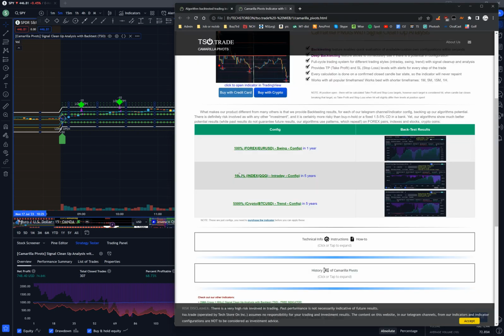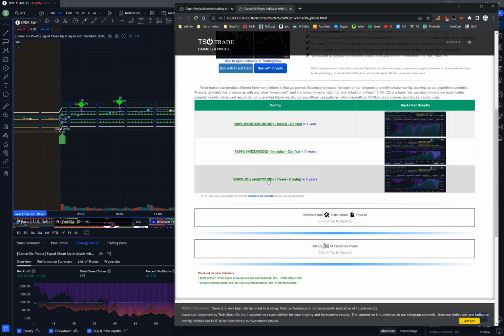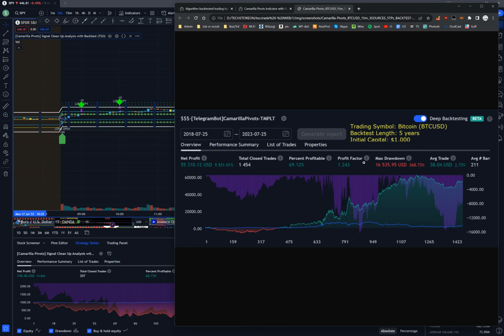Yeah, and here you go. This is just a few for now. More are being developed. This is for Bitcoin. Look at the percentage. It looks a bit unreal, and as you know, past performance does not necessarily mean it's gonna work in the future. But since this is patterns, this is great backup and potential for these configurations with our indicator.